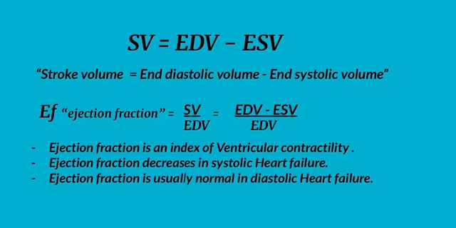Stroke volume equals end diastolic volume minus end systolic volume. Ejection fraction equals stroke volume over end diastolic volume. In other words, end diastolic volume minus end systolic volume over end diastolic volume. Ejection fraction is an index of ventricular contractility. Ejection fraction decreases in systolic heart failure. Ejection fraction is usually normal in diastolic heart failure.